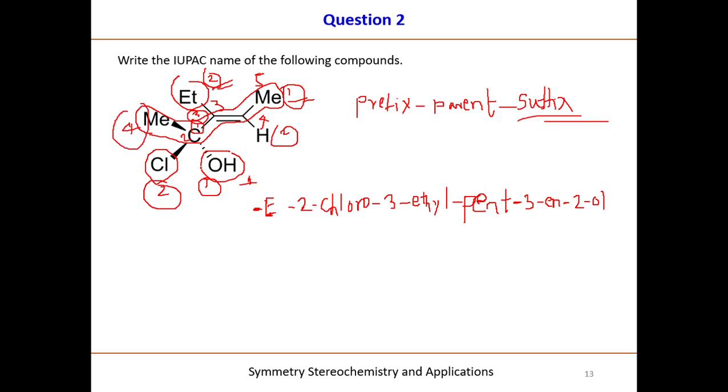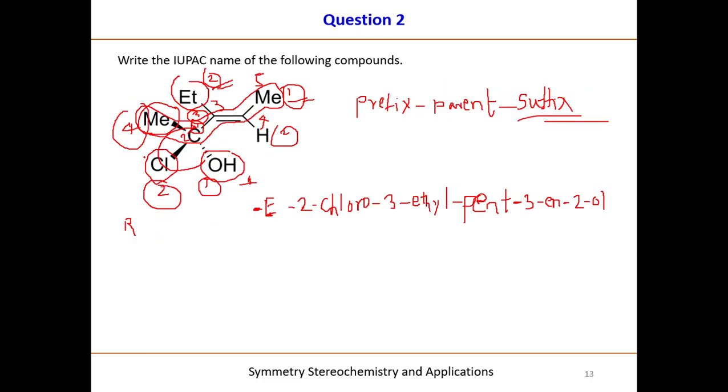So if I observe the rotation here, 1, 2, 3, it's going clockwise direction, that means R, correct? But according to the R/S nomenclature rule, if the lowest priority group is present on the front side or a wedge position, we have to change the absolute configuration of the molecule. So here the lowest priority group is the methyl group, and it's coming towards ourselves. That means it's present on the front side, correct?